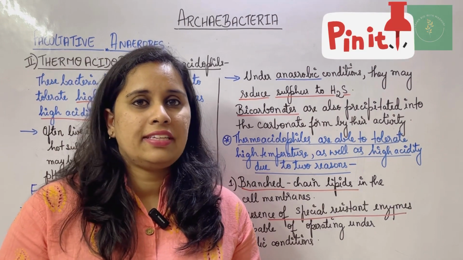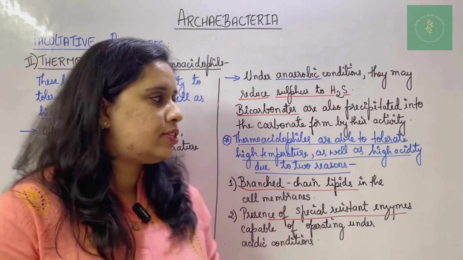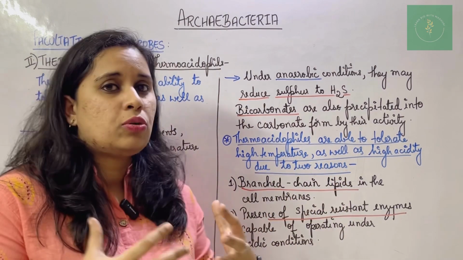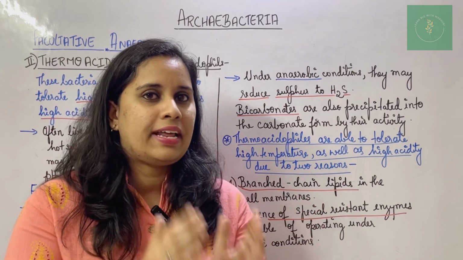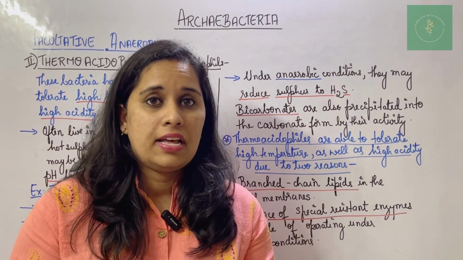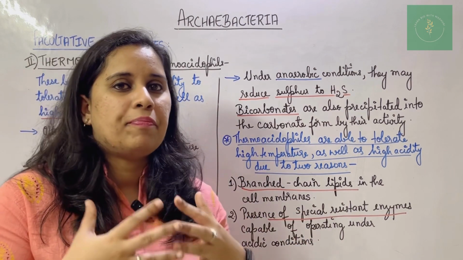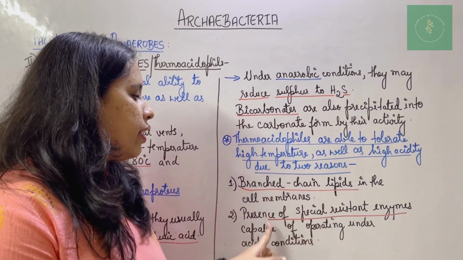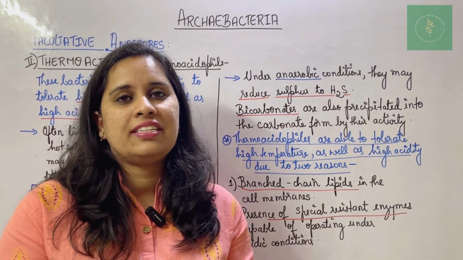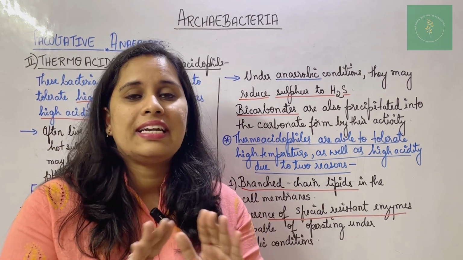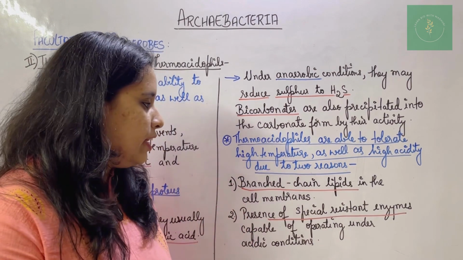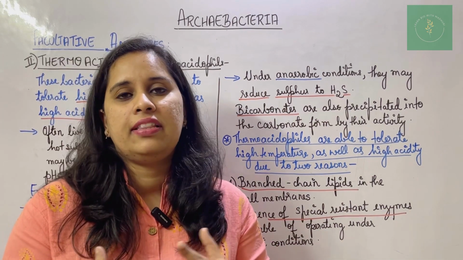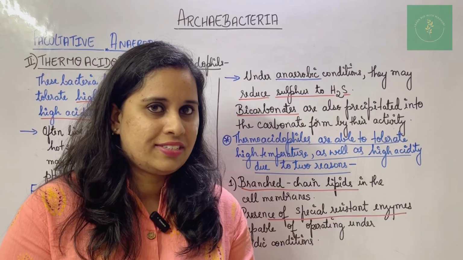There might be a question arising once again in your competitive examinations. How can thermoacidophiles handle both extreme conditions, high temperature and high acidity level? This is because, one, they have branched chain lipids, making their cell membrane very complex. Second, they have special resistant enzymes which will not denature in extreme conditions. That is very important. Special resistant enzymes which can survive even in harsh conditions.